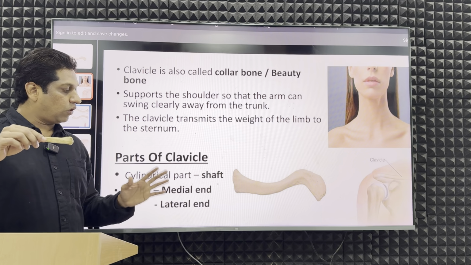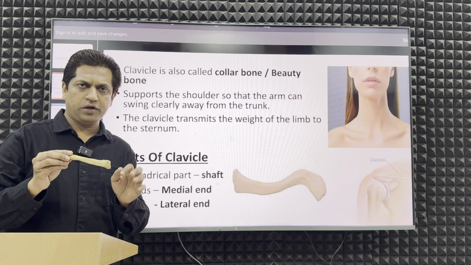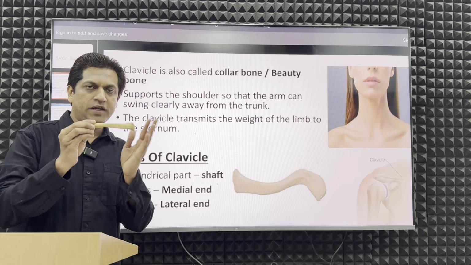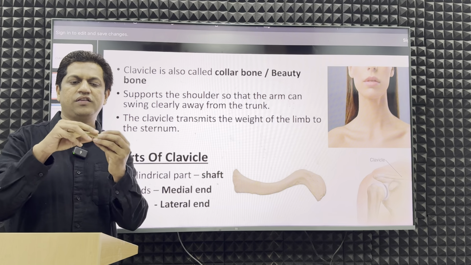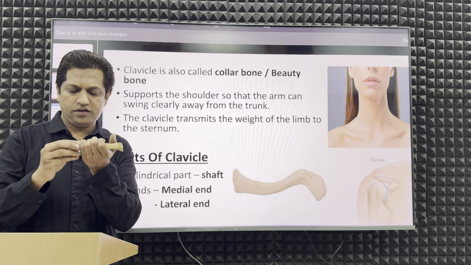Now, what are the parts of the bone? With this brief introduction, coming to the point, the bone basically has two ends, the medial end and the lateral end, and the shaft. So two ends, one medial and one lateral, and one shaft.